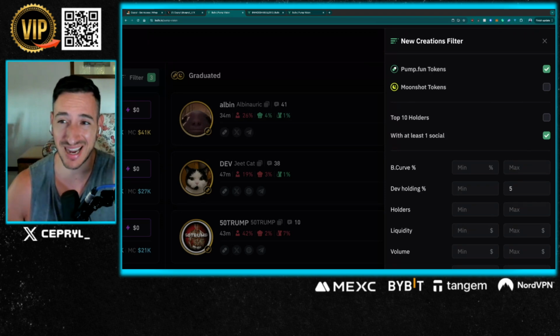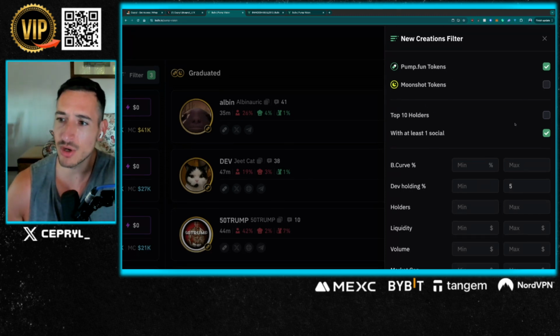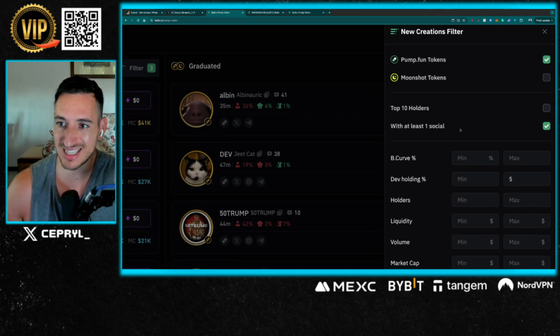The legit projects there are probably 1 in a million, so I wouldn't bother with Moonshot. It's not really something that I'm trading on actively. You can also add this filter, which is with at least one social.